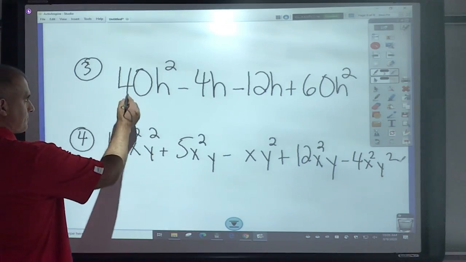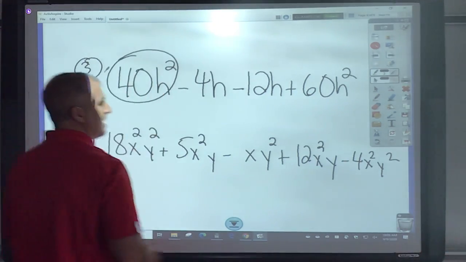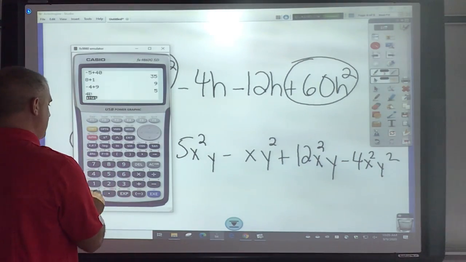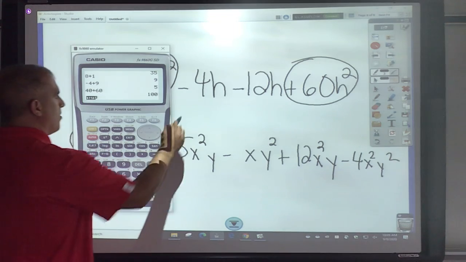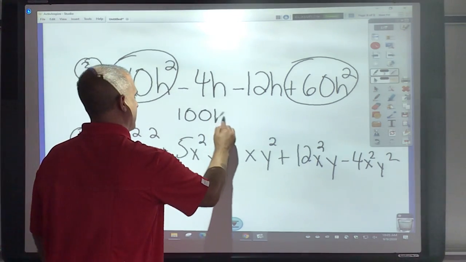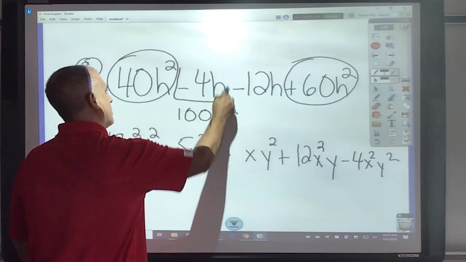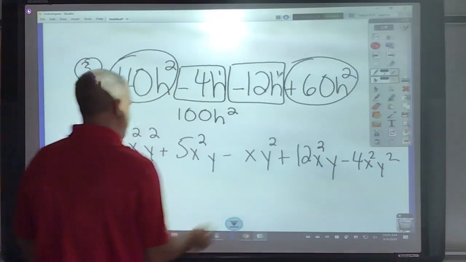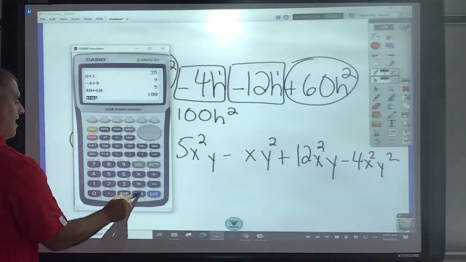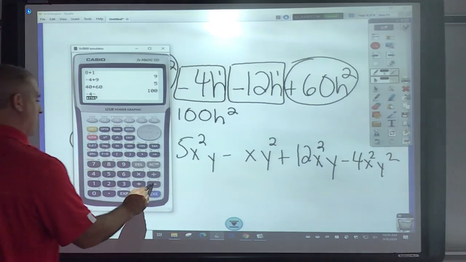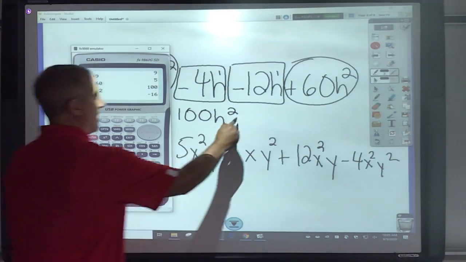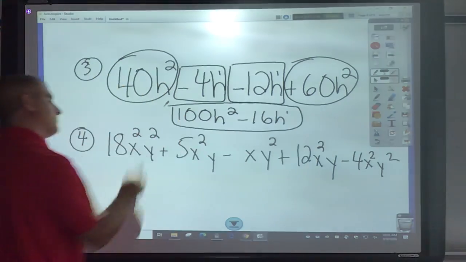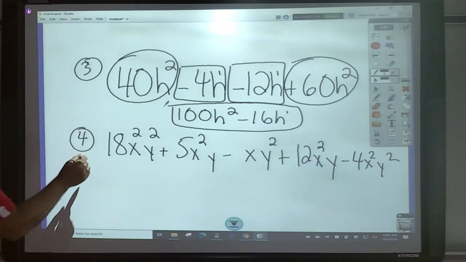So the like term here, I'm looking for the other h squared, which will be this one. So I would do 40 plus 60, which gives me 100. I keep that h squared. Then I got this one, which is a negative 4h, and this one. If you want to put the ones there to help you, you can. You've got to be careful here. I want to type negative 4 and a minus 12. No double signs. Negative 16h. If you want to put the little 1 there, you can.